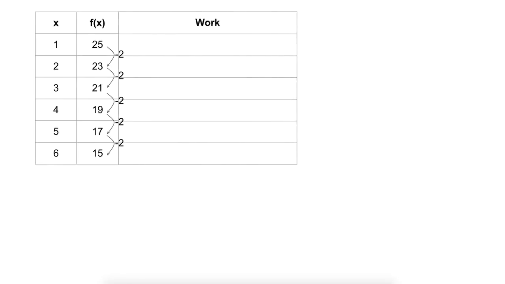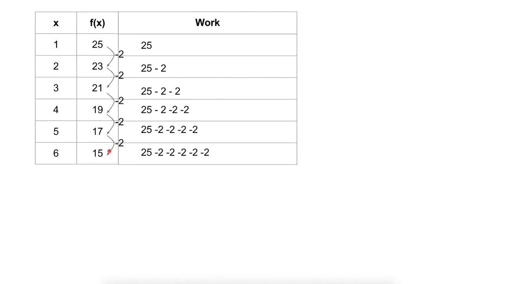So we can show our work. We start with 25. And then to get from 25 to 23, we have to go down 2. So 25 minus 2 is how we got our 23. To get our 21, we go 25 minus 2 and then minus 2 again. To get to the 19, we go 25 minus 2 minus 2 minus 2. To get to the 17, we subtract 2 four times, and to get to the 15, 25 minus 2 five times.